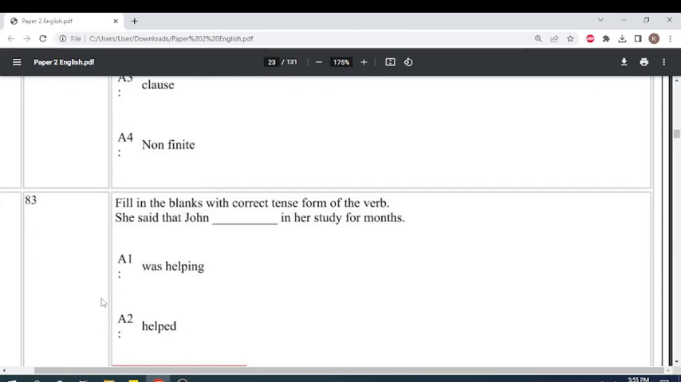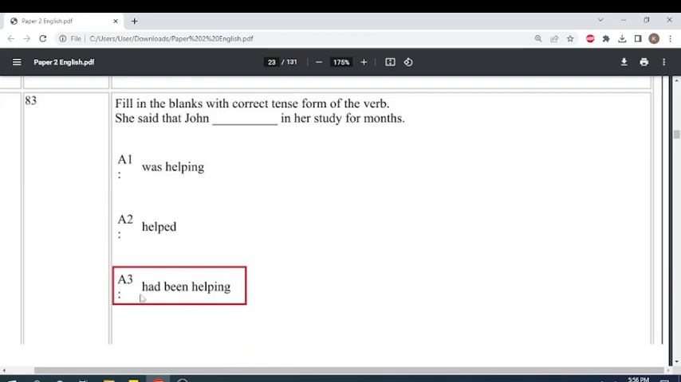83. Fill in the blank with the correct tense form of the verb. She said that John dash in her study for months. Answer A3, had been helping.